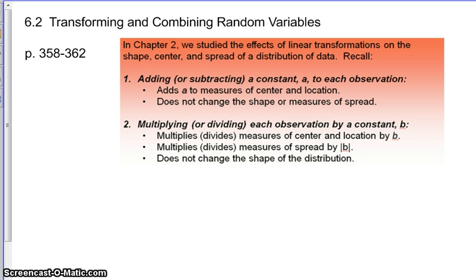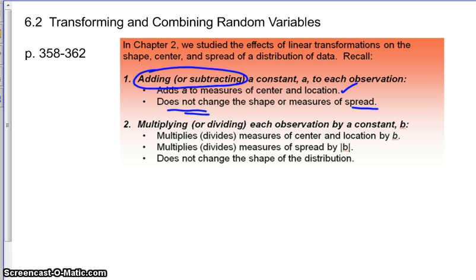If what we do is add or subtract a constant, it adds or subtracts that value to any location value. So measures of the center, so median, mean, our quartiles, our min and max. But it does not change our spread. Okay? So all we're doing is shifting it up or down.